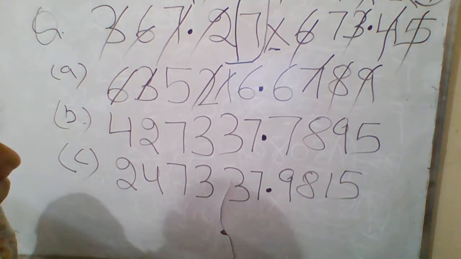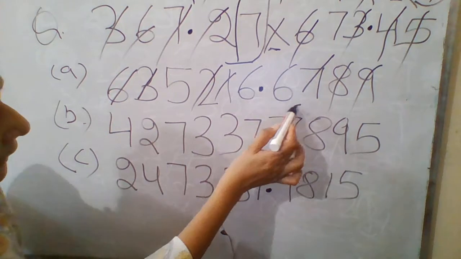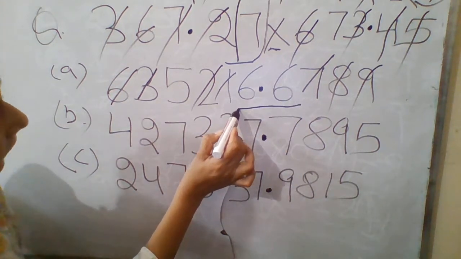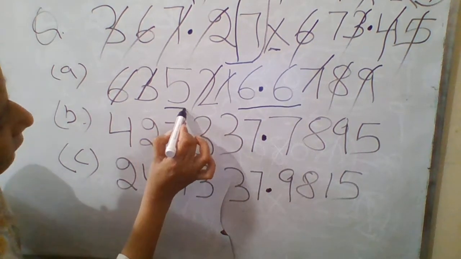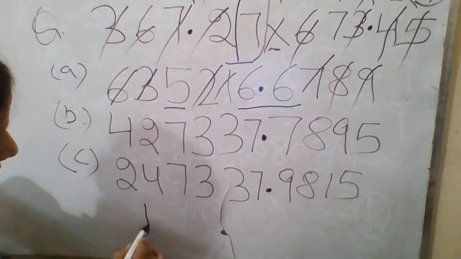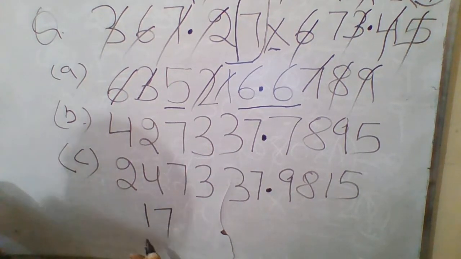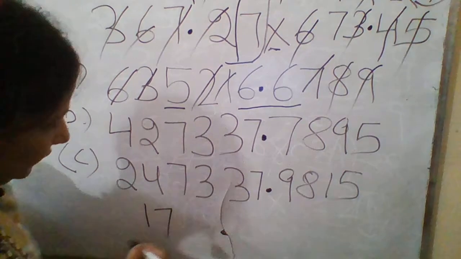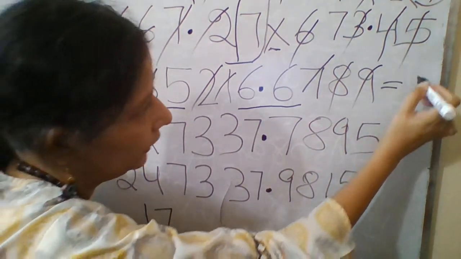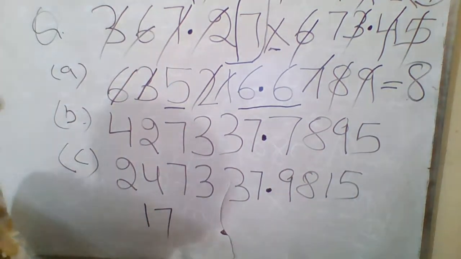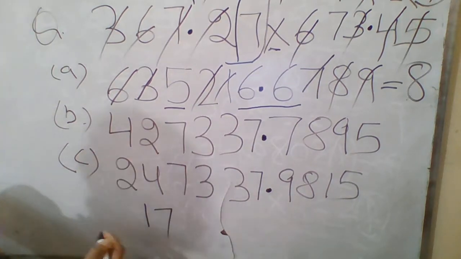Now what you have to do here is, 6 plus 6 is 12, 12 plus 5 is equal to 17. Okay, so when you add this, you will get 1 plus 7. So what do you get here? You will get 8 here as dr. Okay, here also you find out dr.